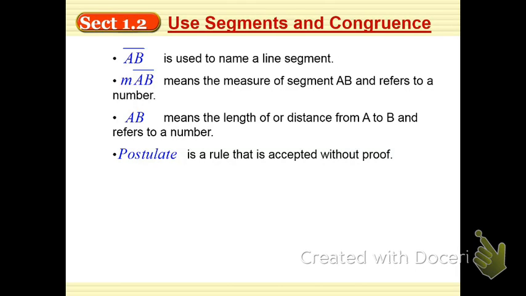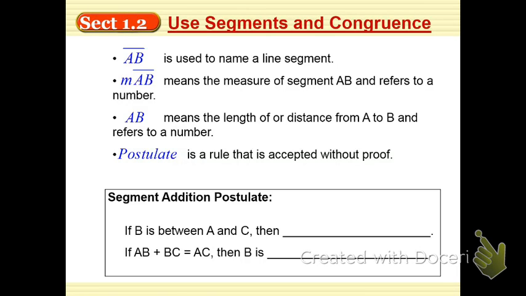A postulate is a rule accepted without proof. Euclid, when he came up with the idea of geometry, he had nothing to base it on. So he made up postulates, and these were not proven. He just said this is a rule that we're going to use in all of geometry, and they went with it. There was no proof to it.